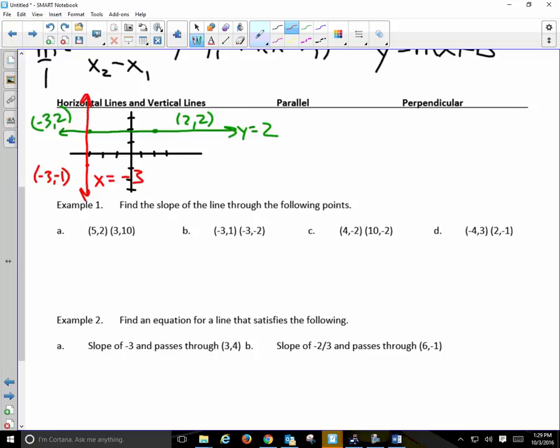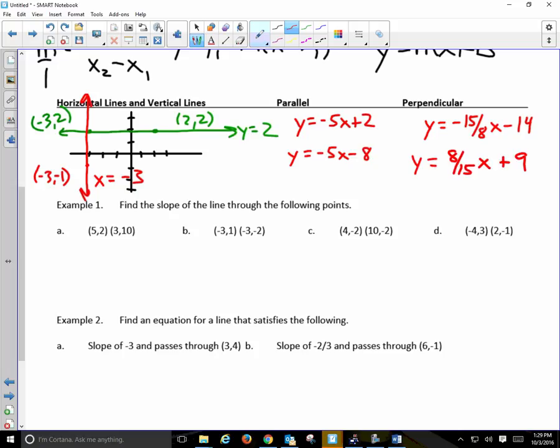Okay. Lines that are parallel, what's true about their slopes? They're the same. So those are 2 lines who have same slope, and therefore they are parallel. Say I have y is equal to negative 15 over 8x minus 14. What would be the slope of the line that's perpendicular to that line? So how would you describe those slopes? Opposite reciprocals. Okay.